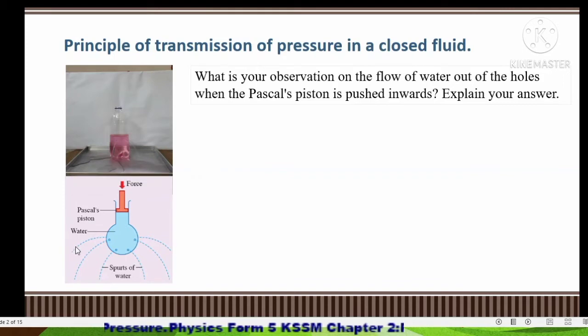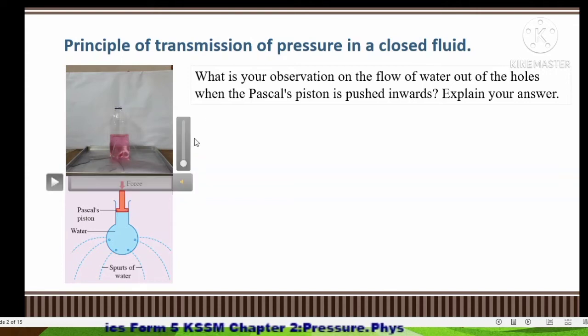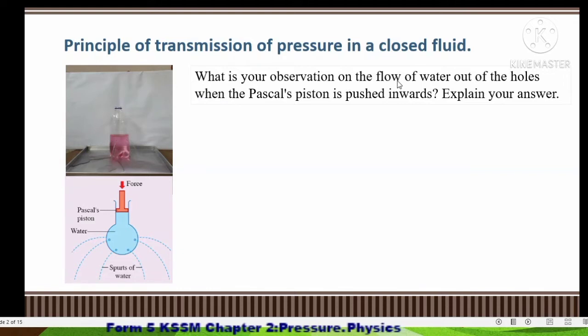We have another example. This is a closed container actually. We have a piston. What is your observation on the flow of water out of the hose when Pascal piston is pushed inwards? If this one is pushed inwards, force acting per unit area will produce pressure. How to explain this situation?